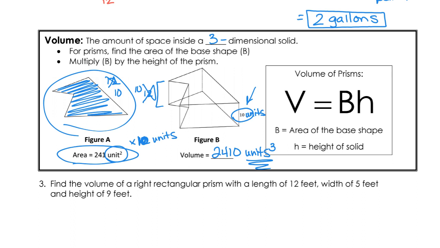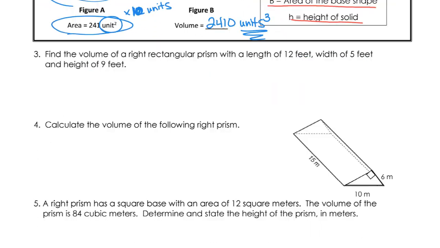What's nice is that we have a volume formula over here. Big B stands for the area of the base shape, and our height is the height of our solid. So we have to realize, guys, that this big B has to be brought off to the side, have the area figured out for whatever the base shape is, and then brought back to the volume formula. So I'll show you guys how to do it.